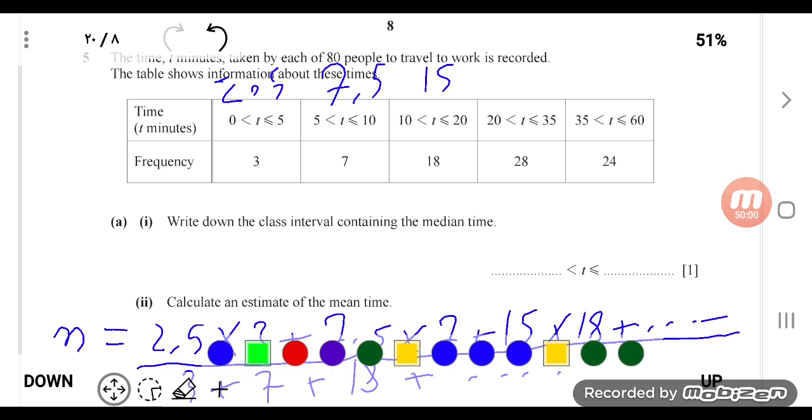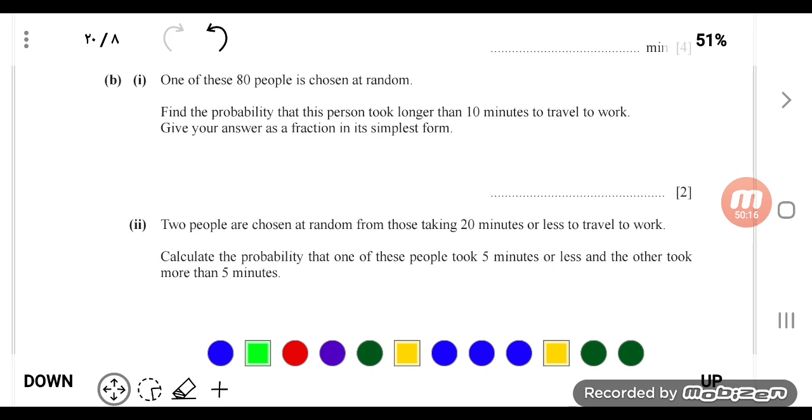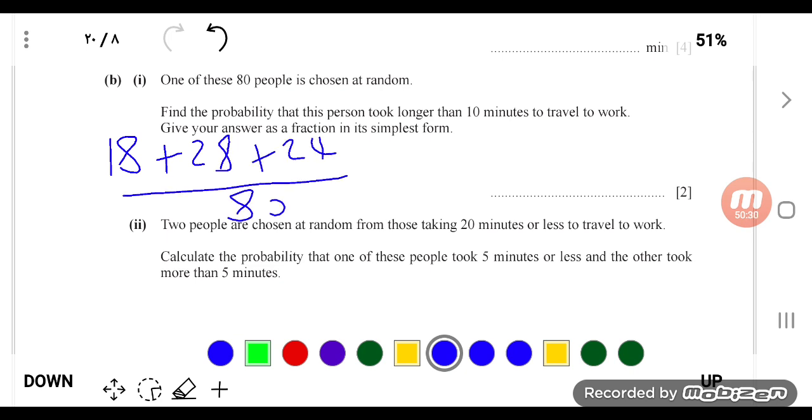Longer than 10, you have to add 18 plus 28 plus 24. Then you divide by 80. So these people took longer than 10. So let's write it here. So 18 plus 28 plus 24 divided by 80. You simplify it on the calculator, you get 7 over 8. Always write your answers in probability in simplest form.